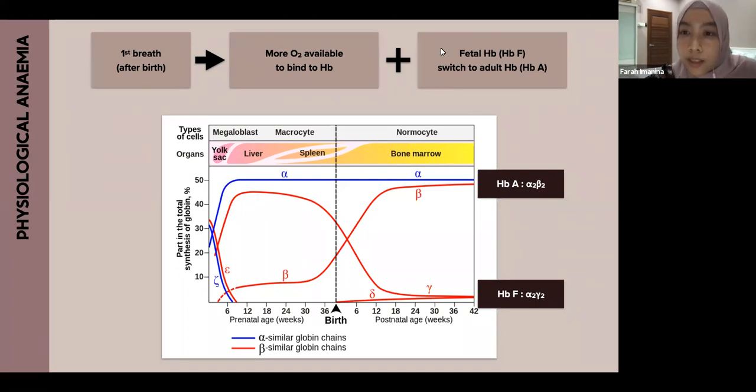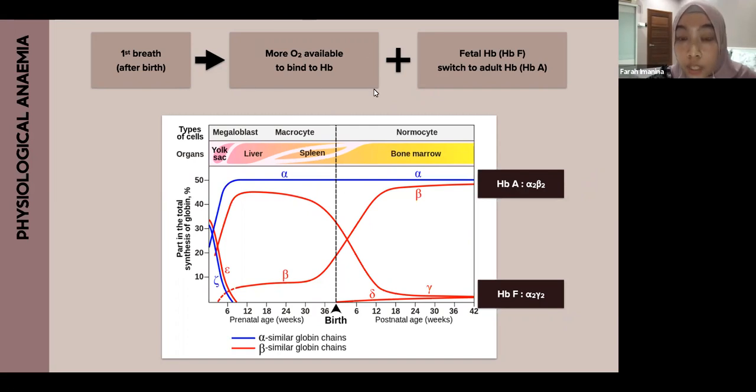Another important event here: within the first week after birth, there will be a switching of fetal hemoglobin to adult hemoglobin, or HbF to HbA. Look at the picture below. After birth, the gamma globin will decrease and the beta globin will increase, hence producing HbA. Like the doctor mentioned before, the important thing here is that HbF has a higher affinity for oxygen, meaning that it is harder for it to release oxygen to the tissue. However, HbA has a lower affinity for oxygen, meaning that it is easier for it to release the oxygen to the tissue.